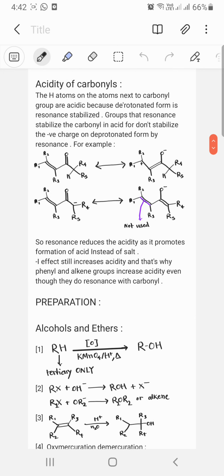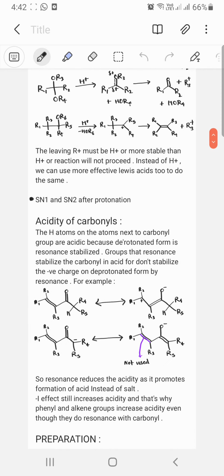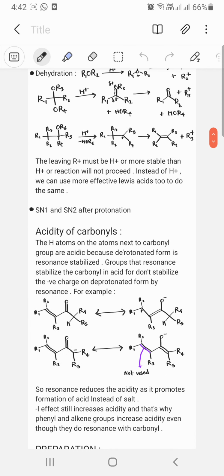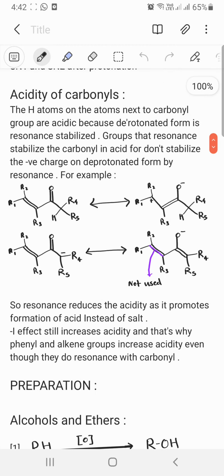Cool. Acidity of carbonyls. Carbonyls, at least carboxylic acid, are pretty acidic. The reason is that the charge will be on oxygen, which is very electronegative, plus it is resonance stabilized. The stabilization of the charge due to resonance is the main factor why the conjugate base will be stable and you will have acidity. Same thing can be said for alpha hydrogen carrying carbonyls, right? For example, this thing.